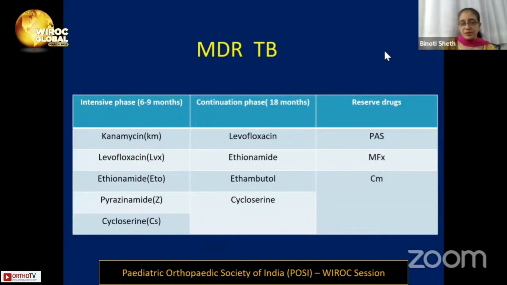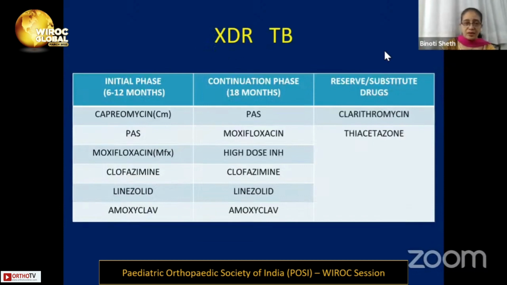If it is MDR TB, if we have diagnosed it, then we have to use the second line of treatment, where the intensive phase is about 6 to 9 months and the continuation phase goes on for about 1.5 years. And if it's an XDR TB, then the initial phase is as prolonged as 12 months, and then continue with 18 months of proper AKT.